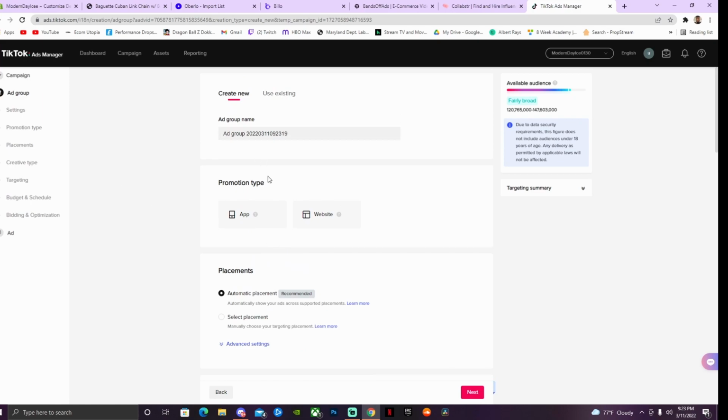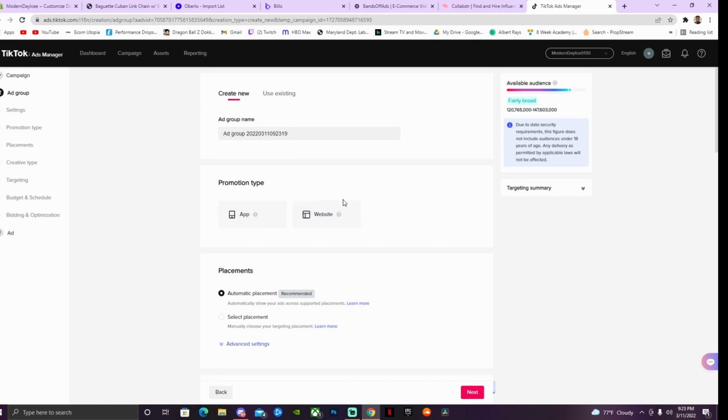When it comes to running TikTok ads, you have campaigns, ad groups, and then you have the ad. The campaign is the overall objective of the ad you're running, and then you have the ad group. This is the subdivision of the campaign. So for instance, we have the ad group name. We can save that and keep it like that for right now.